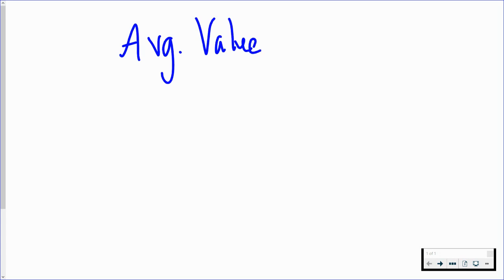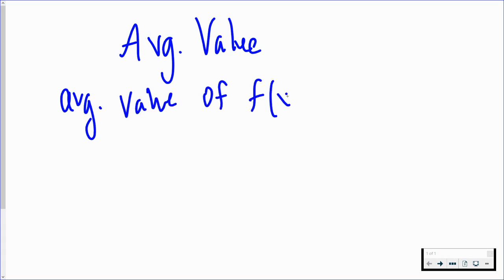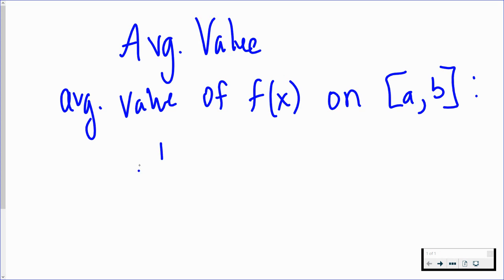This one is technically called mean value theorem for integrals, but I think that makes it a little bit difficult in remembering which one we're working with because we do have a mean value theorem for derivatives. So I usually refer to this one as average value because that's pretty much always how they ask the question. Remember, to find the average value of a function on the interval a to b, we take 1 over b minus a times the integral from a to b of the function.